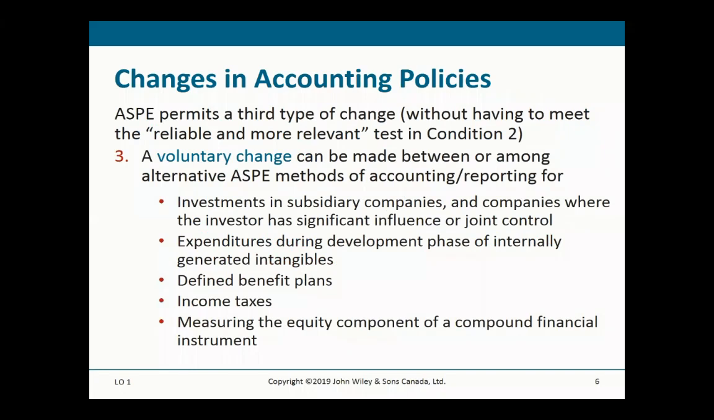Under ASPE, there is a third type of change: a voluntary change can be made under certain specific accounting standards. Some investments in companies where we have a strategic investment, development phase expenditures, and these other three we haven't dealt with yet. Those are 3352 items.